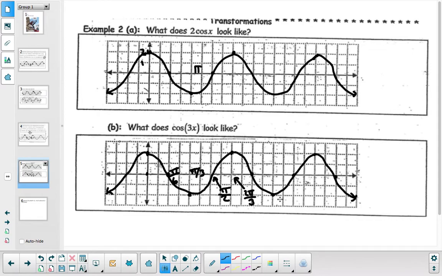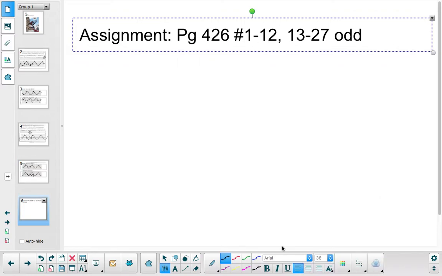So practice those graph transformations, but really changing the scale of your graph is the easiest way to do this. And that is all I have for you today. And this is a two-day portion, but check in tomorrow for the next lesson, and I'll see you then.